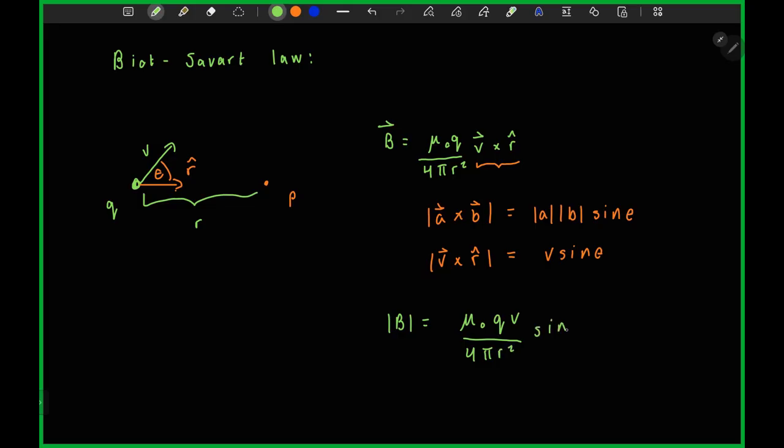And just to consider some limiting cases, considering a fixed distance r, if we sweep out a circle right here, and we are right here at an angle of pi over 2, our field will be maximal. If we're directly in front of the particle, our field will be 0, since sine theta will be 0.